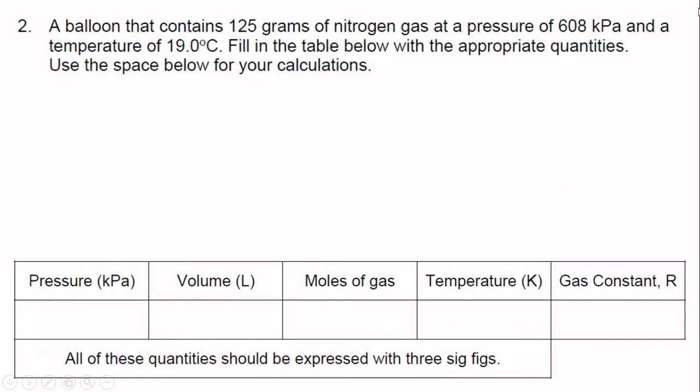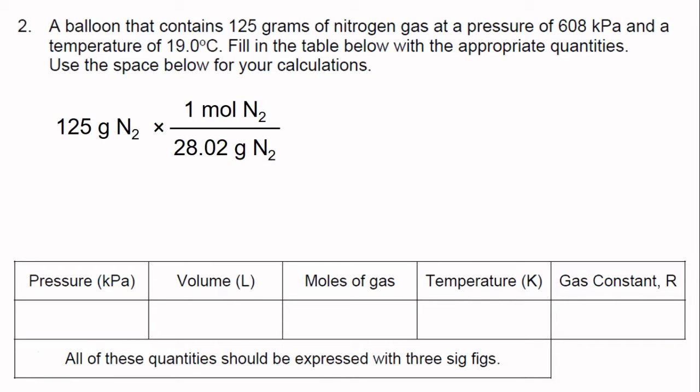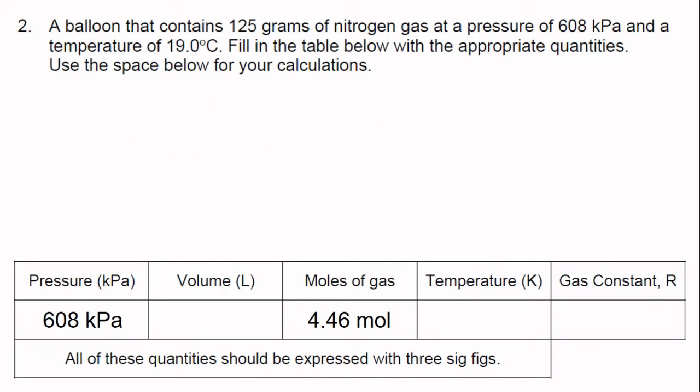Number 2, a balloon that contains 125 grams of nitrogen gas. Again, that's a diatomic gas. So there are 28.02 grams of nitrogen for every 1 mole. Rounding off our answer to 3 significant figures, we have 4.46 moles of nitrogen. The pressure is 608 kilopascals. We can fill that in the table. And the temperature is 19 degrees Celsius, and that becomes 292 Kelvin.